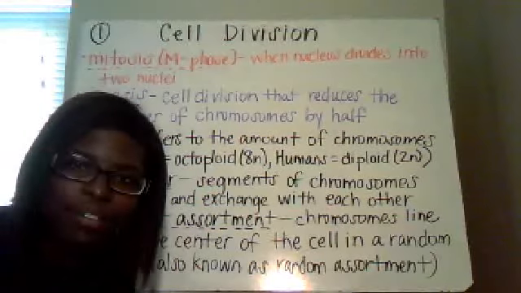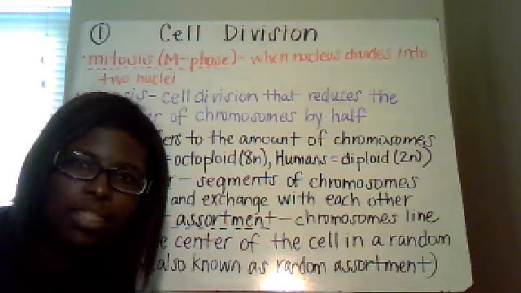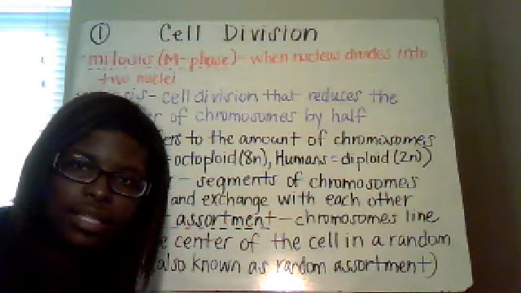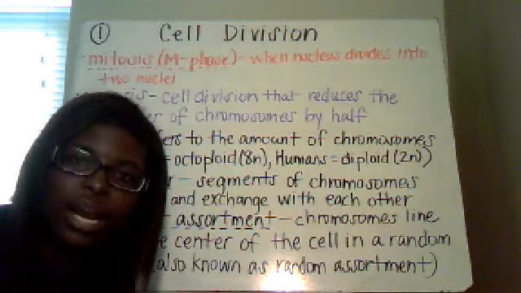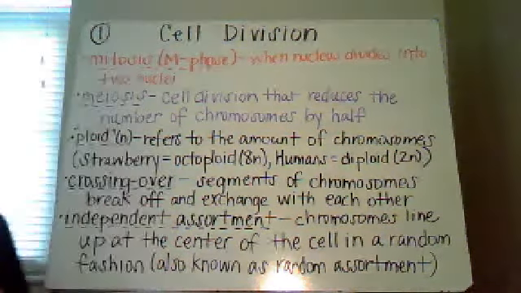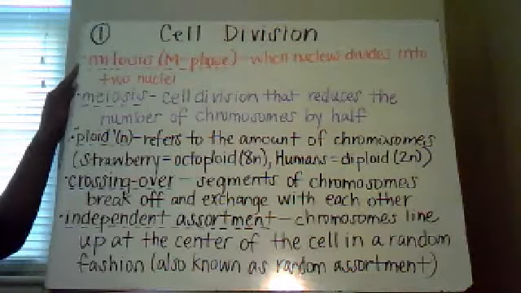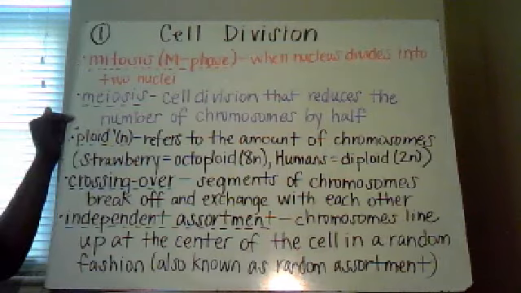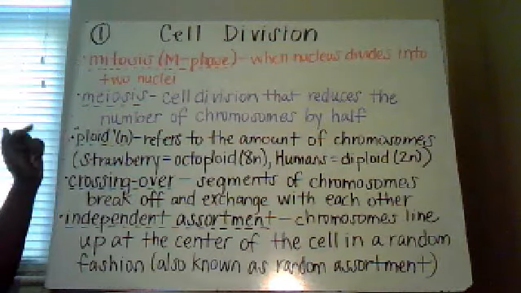This is about cell division. We've used the term as we've talked about other processes to deal with cells and DNA. So now in this video you're going to actually learn what's all involved when we're talking about cell division. Starting with mitosis, which is known as M phase, this is when the nucleus divides into two nuclei. Meiosis is cell division that reduces the number of chromosomes by half.